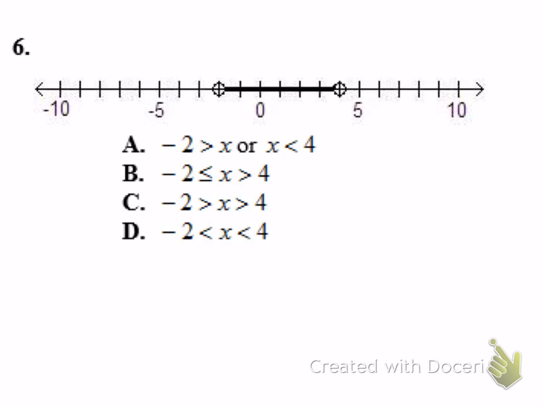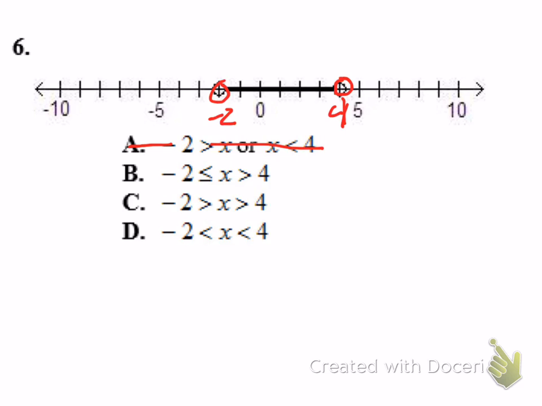Number 6, hopefully we see that this is an and graph because it's shaded in between. I have open circles on both ends. Because I know it's an and, I can eliminate answer choice A. I'm going from -2 to +4.